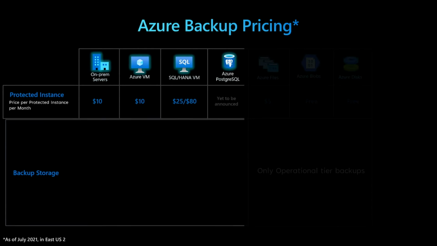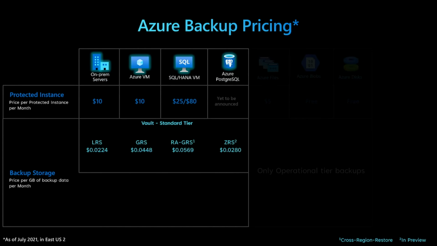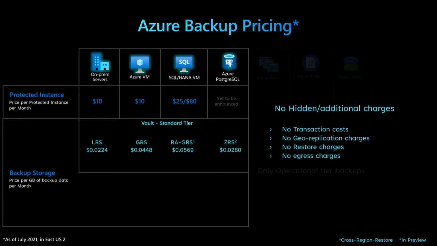Now let's look at the second component, backup storage. With the recent changes, backup storage has two tiers, the standard tier and the archive tier. In the standard tier, you can choose the availability of your backup data across a variety of options. The default is GRS, and if you enable cross-region restore, we will automatically upgrade it to RAGRS or read access geo-redundant storage.